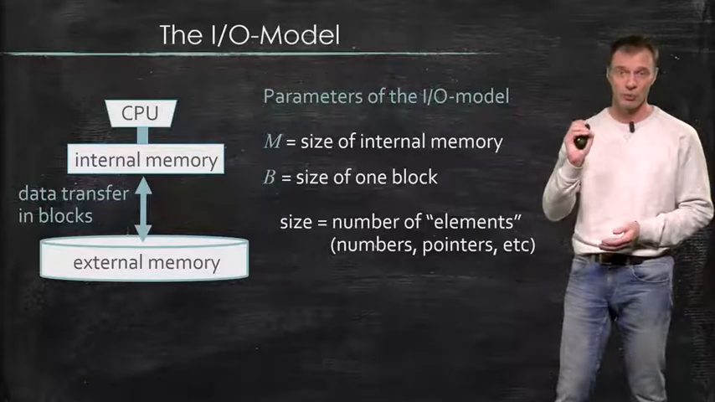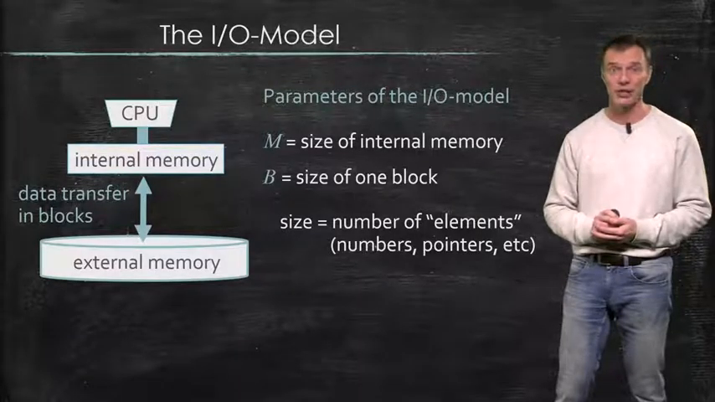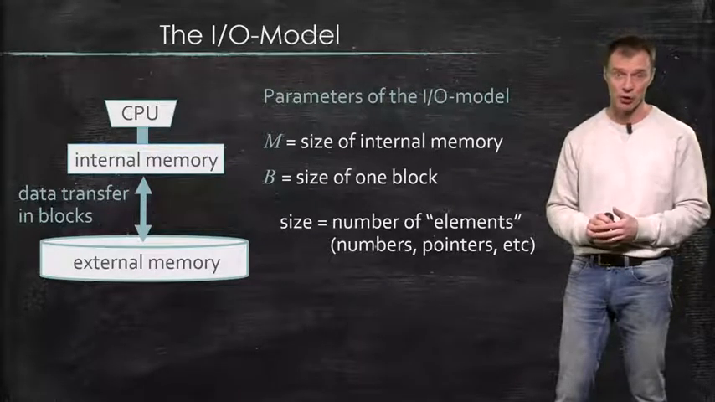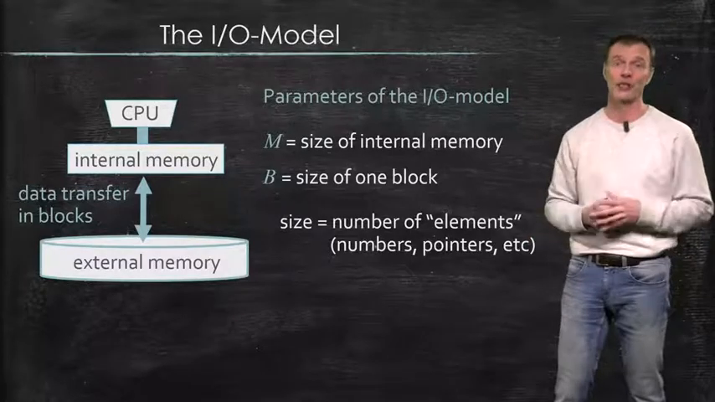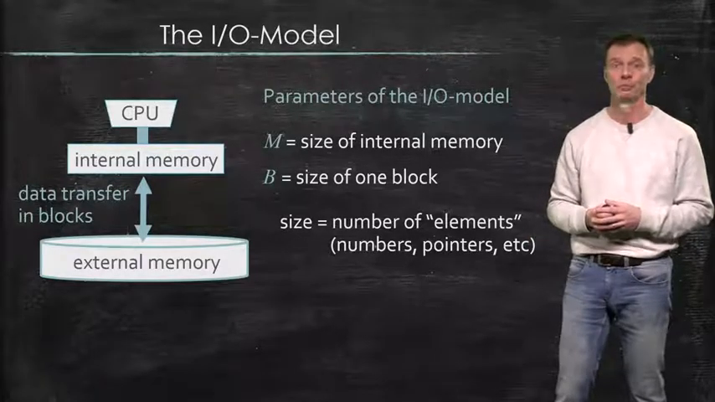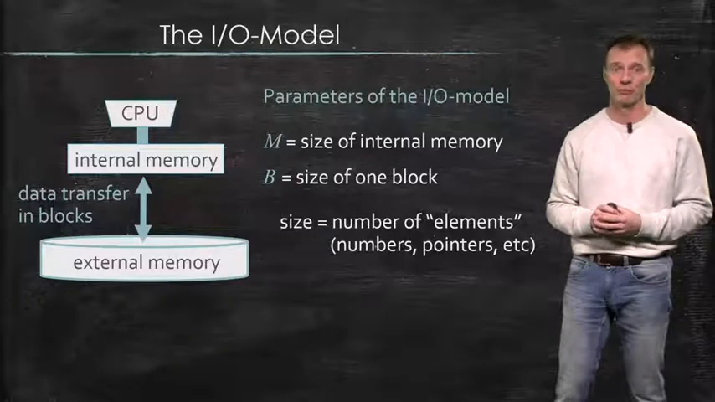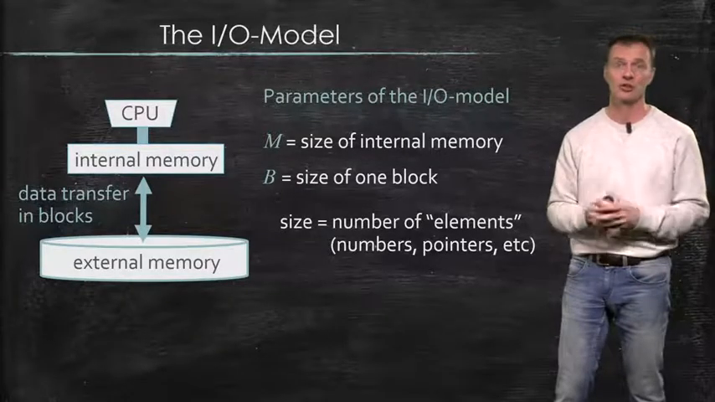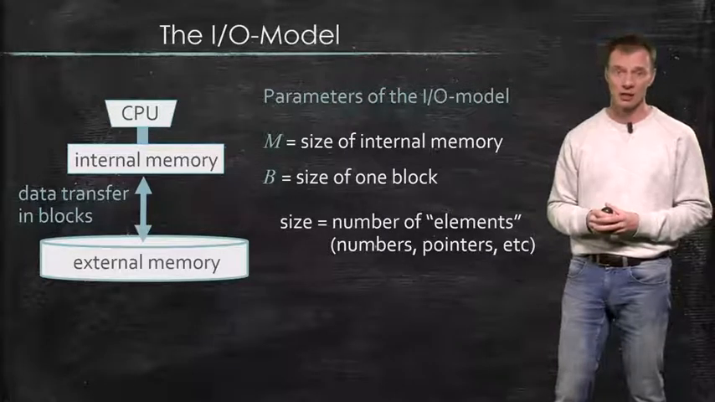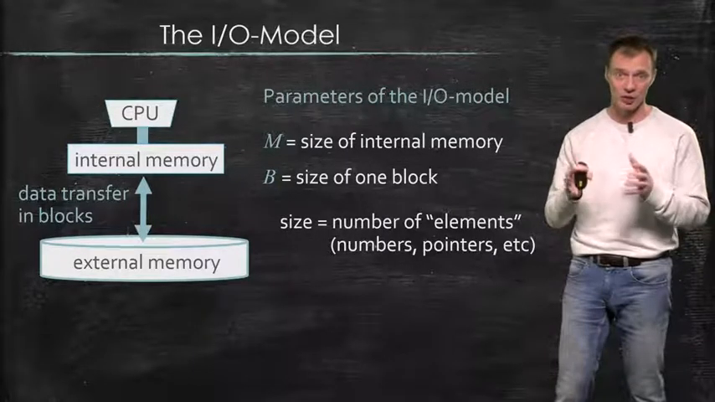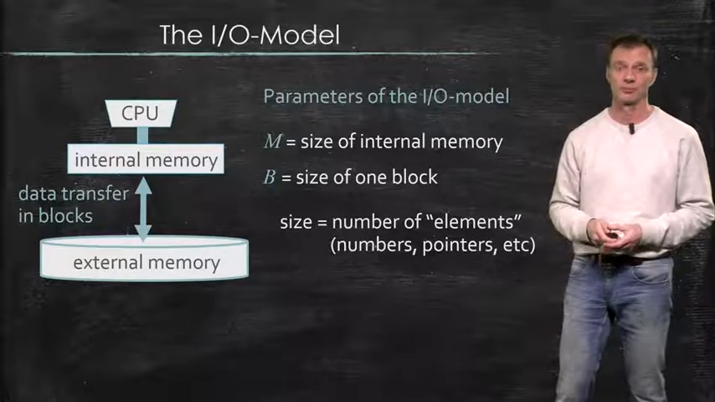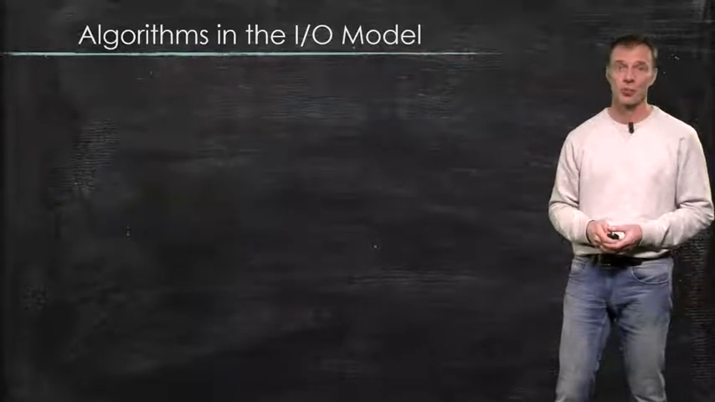Okay, and the important parameters of the model are B, which is the size of such a block. How many elements do you actually get when you read a block? And M, the size of the internal memory. Size, again, is not measured in megabytes or something, but in the number of elements. Okay, so this is our basic model.